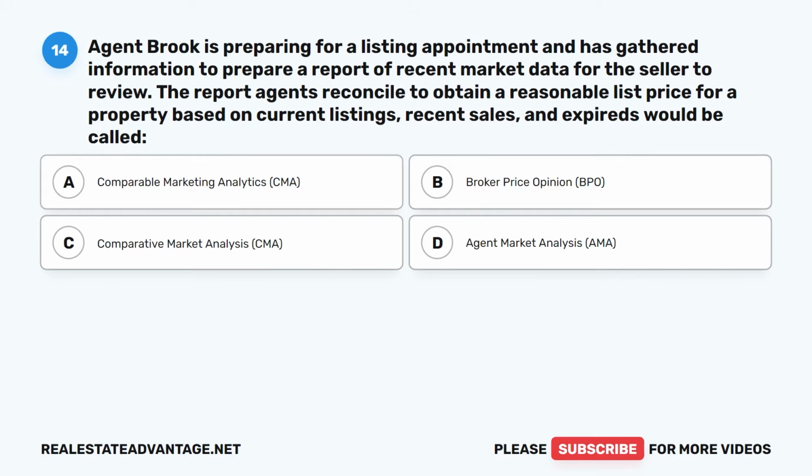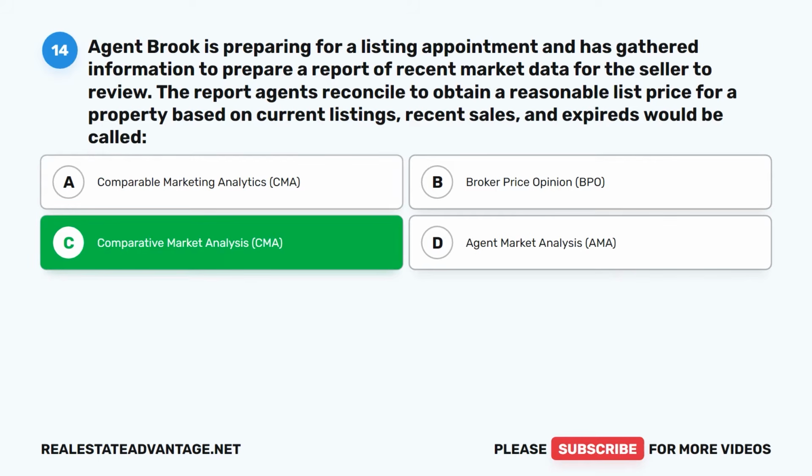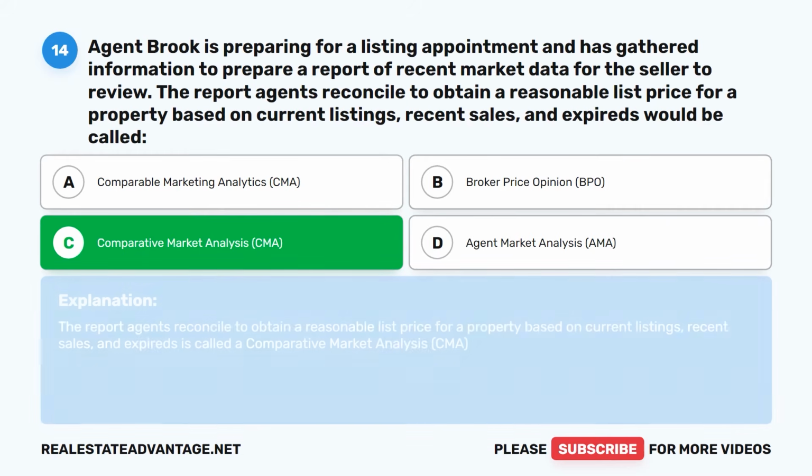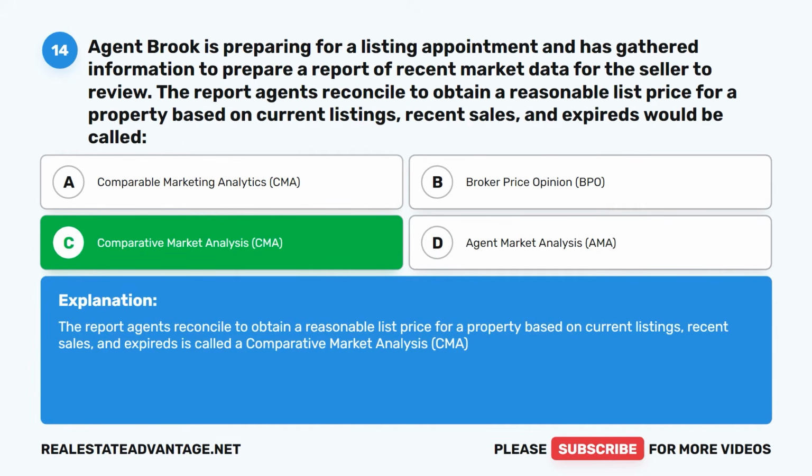Comparable Marketing Analytics, CMA. B. Broker Price Opinion, BPO. C. Comparative Market Analysis, CMA. D. Agent Market Analysis, AMA. The correct answer is C. Comparative Market Analysis, CMA. The report agents reconcile to obtain a reasonable list price for a property based on current listings, recent sales, and expireds is called a comparative market analysis, CMA.